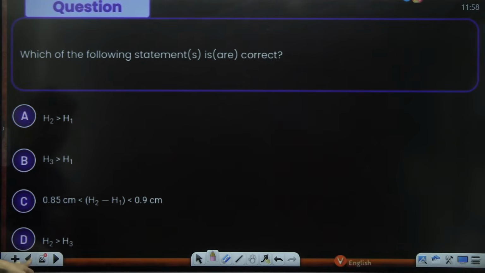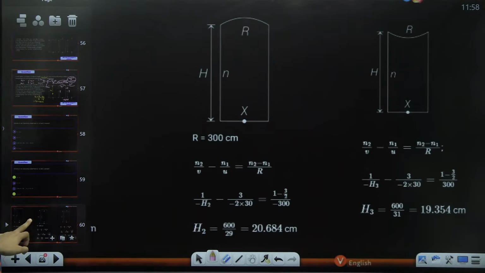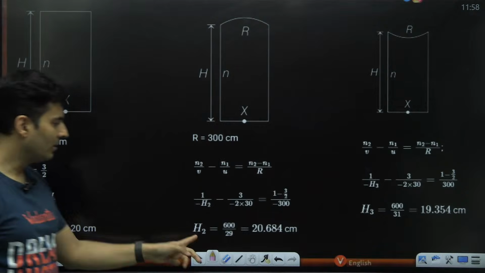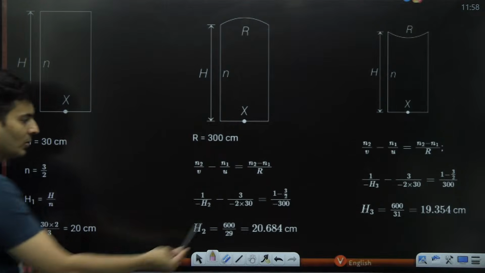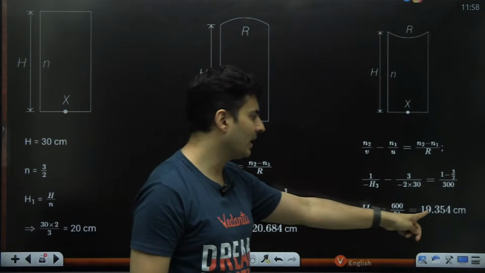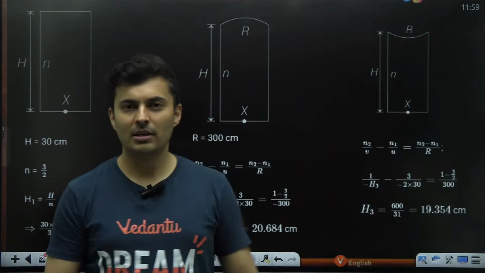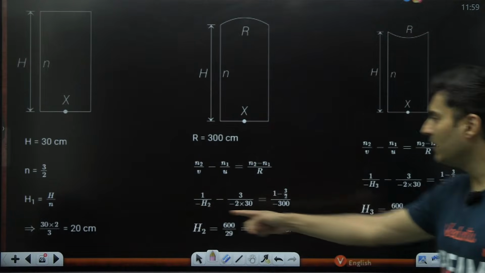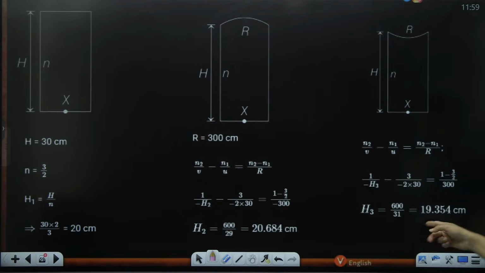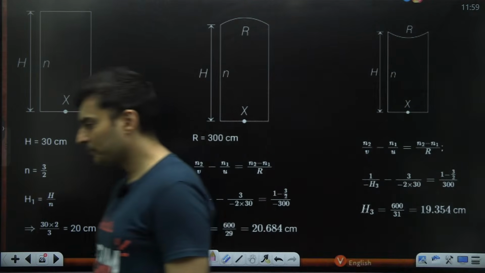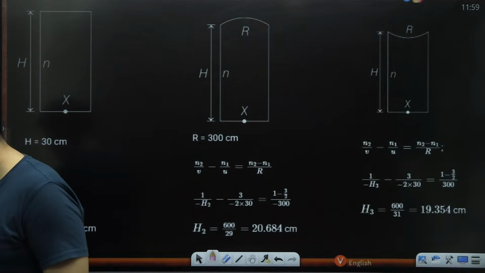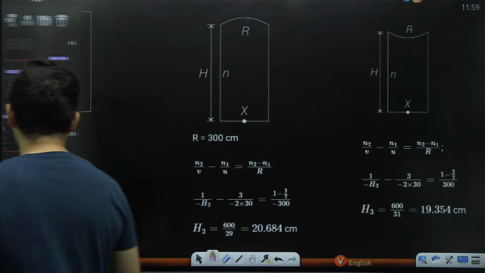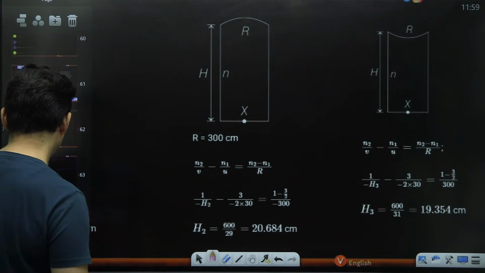For the first height you get 20.68. Remember, before, H1 was 20. So you will get it as 20.68, and the last one you will get as 19.35. So this is the maximum height, this is medium, and this is the least apparent depth. That's all you have to do. Cool, guys. Perfect. Amazing. Let's go to the next question coming up on your screen.